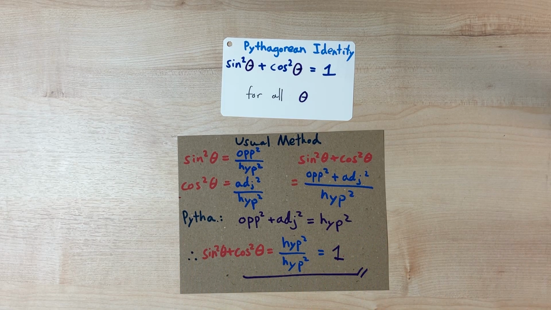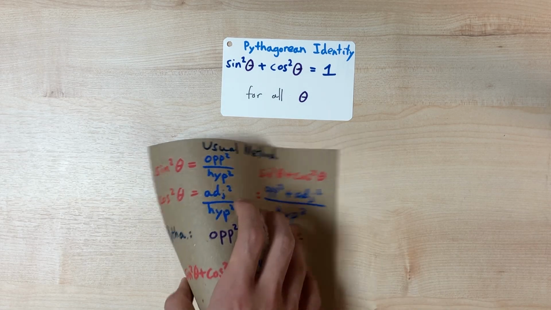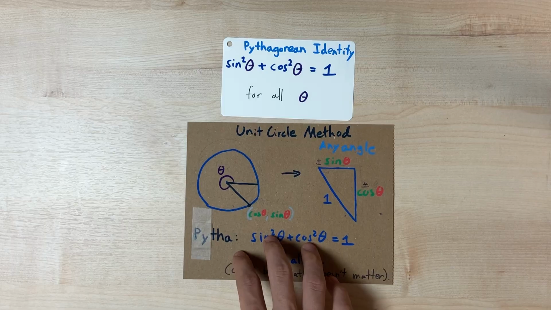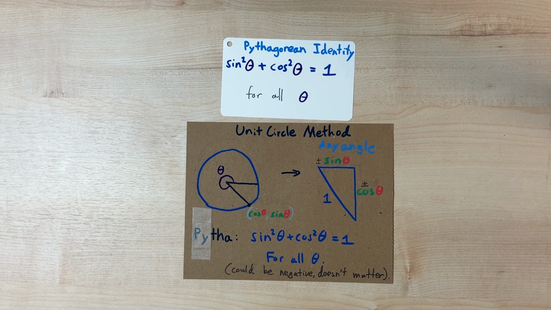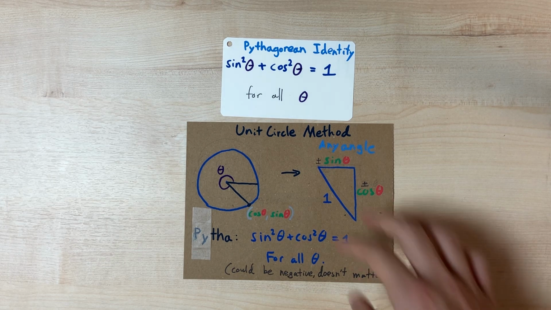We already know that we can construct a right angled triangle with side lengths sine and cosine theta for every single theta on the unit circle. Now we just have to apply the Pythagorean theorem to see that the identity holds. We know that all angles have to exist at some point in the circle, so the identity has to hold true for every single angle.